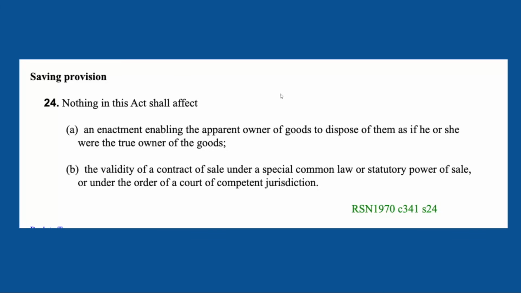And this is what's called a saving provision if something goes wrong with the contract. So nothing in this act shall affect the enactment enabling the apparent owner of goods to dispose of them as if he or she were the true owner of the goods. So effectively, if you own it, you can do whatever you want with it. The validity of a contract of sale under special common law or statutory power of sale. So if you write a contract that goes above what is stated in this act, there's nothing to prevent you from doing that.